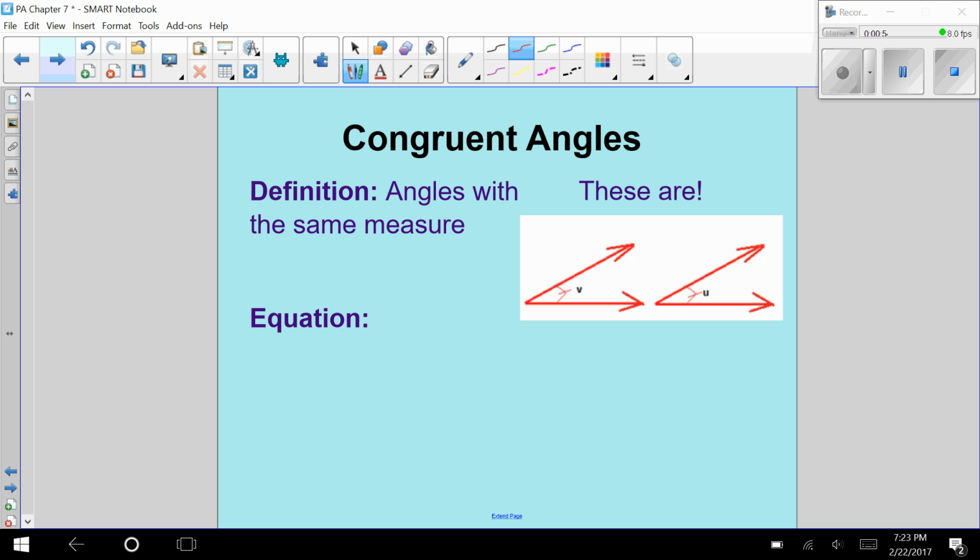Congruent angles are angles with the same measure. So in this image, V and U are congruent angles. So we would write angle V is congruent, equal sign with a squiggly, to angle U. We could also say that the measure of angle V is equal to the measure of angle U. Angles can be congruent, measures can be equal. Very important distinction to make.